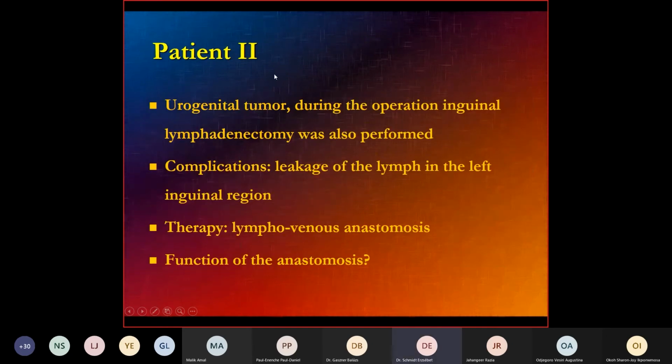The next patient had a urogenital tumor, therefore an operation, and during the operation, the inguinal lymph nodes were removed. That means that the patient had inguinal lymphadenectomy. After the operation, a complication occurred: leakage of the lymph in the left inguinal region. For therapy, a lymphovenous anastomosis was performed. That means a shunt between lymph vessel and vein, and the question was whether the anastomosis works.